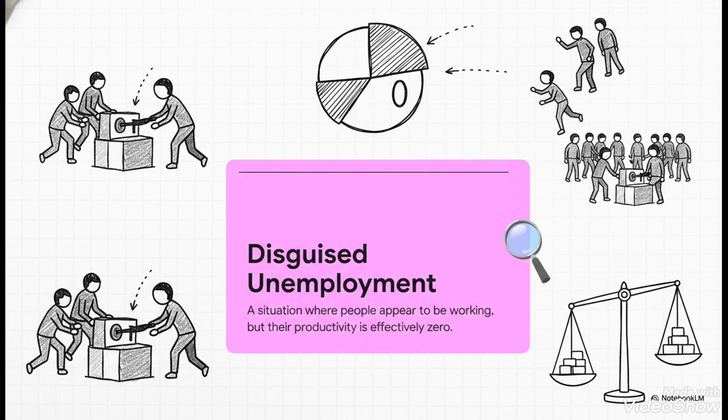Okay, let's look at question 33, the definition of disguised unemployment. For 2 marks, you need to be precise. It's not just that people look like they're working. The real key is that their actual productivity is 0. If those people were removed from the job, total production wouldn't fall at all. That's the core concept you need to explain to get the marks.